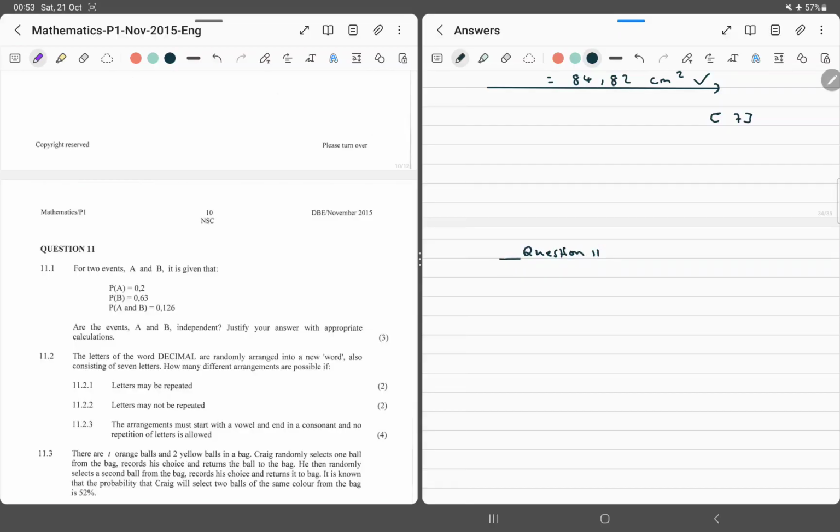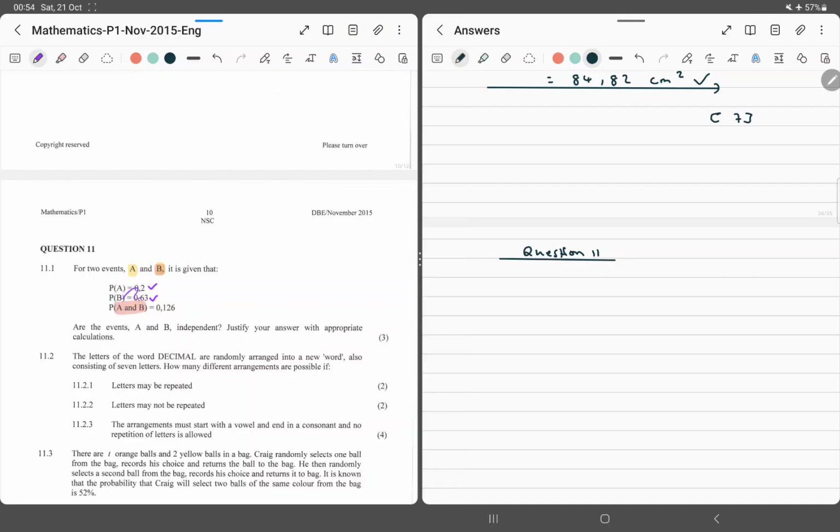Question 11. So let's go for it. We are told here 2 events, A and B. It is given that the probability of A is 0,2. The probability of B is that. And can you see the probability of A and B?